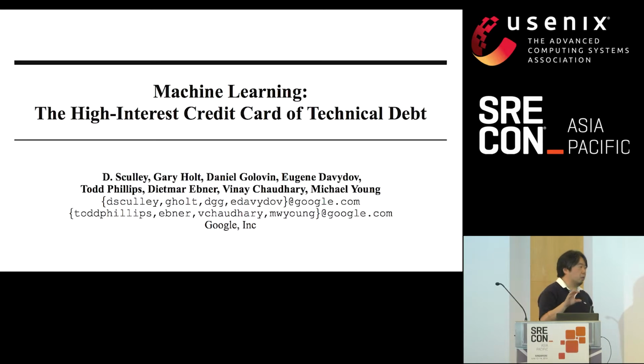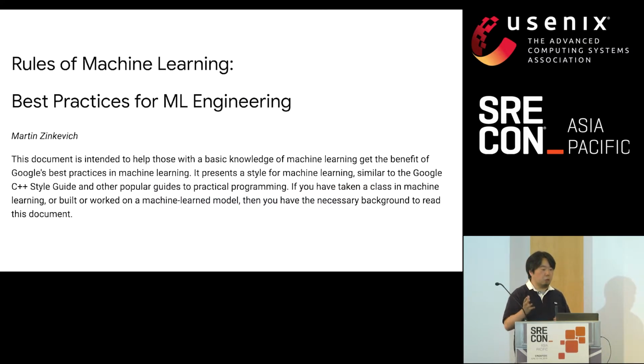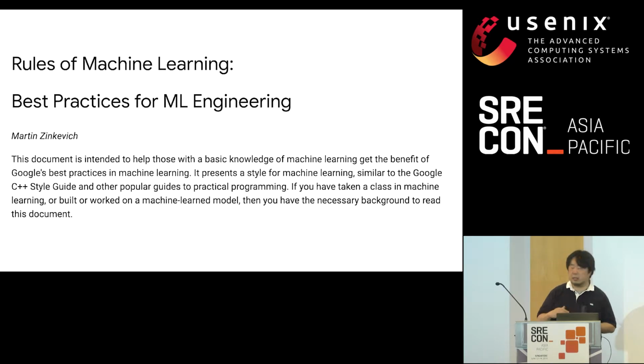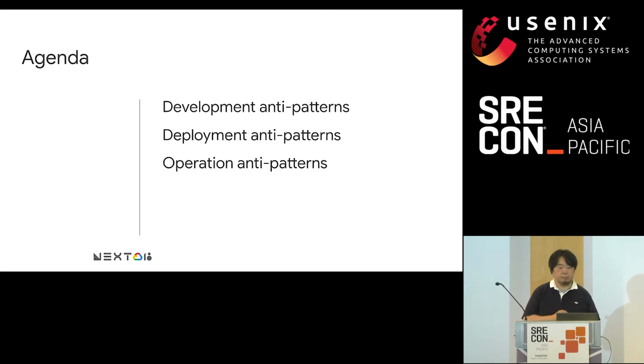This is written by software engineers at Google who have been building the AdWords machine learning-based infrastructure for many years. And there's also another publication called Rules of Machine Learning. This also provides very good examples and best practices for operating machine learning in production. I was so impressed with the topics and concepts covered by these publications, and that was the reason why I started talking about ML Ops in these sessions. I will cover many anti-patterns and solutions for the development, deployment, and operation phases.